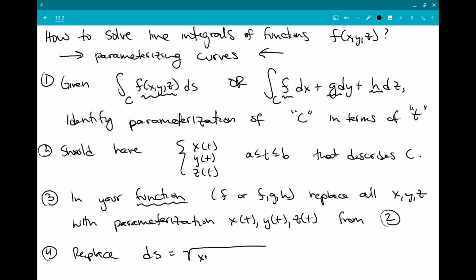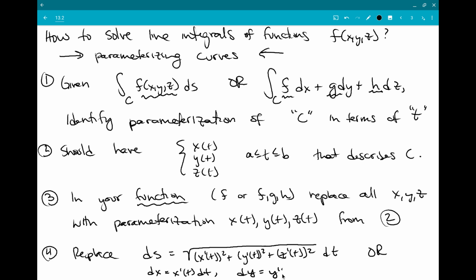ds will either be the square root of x prime of t squared plus y prime of t squared plus z prime of t squared, dt. That's for the first one. Or if you're given dx, dy, and dz all separately, you just take each of those components separately. So dx equals x prime of t dt, dy equals y prime of t dt, and dz equals z prime of t dt. And whichever one of those two matches the equation you have, you're going to replace these so that they also depend on t.